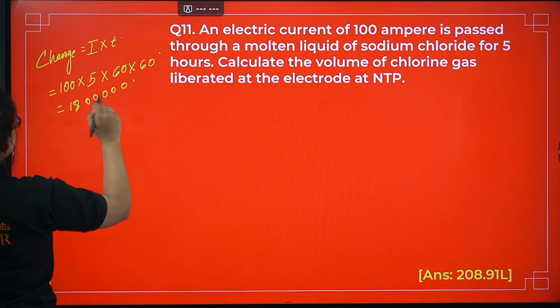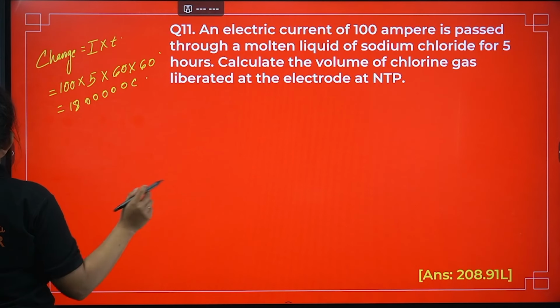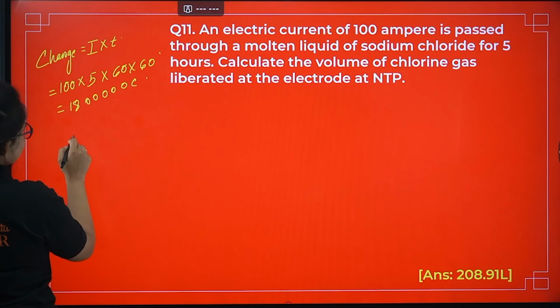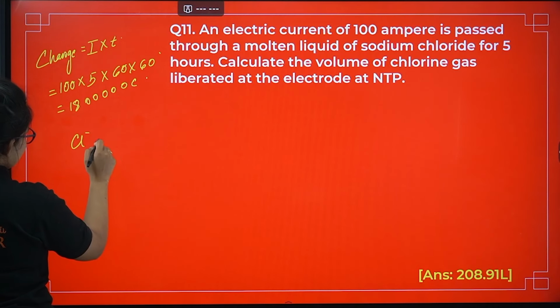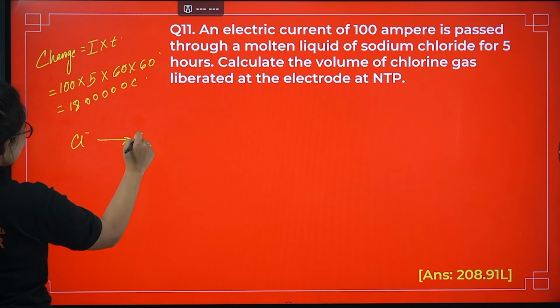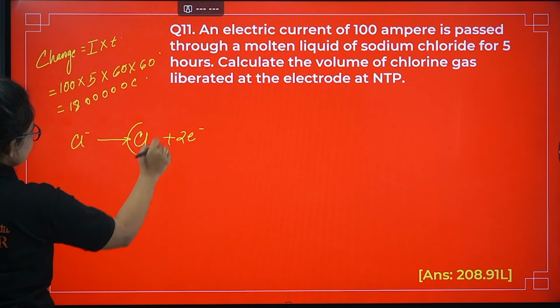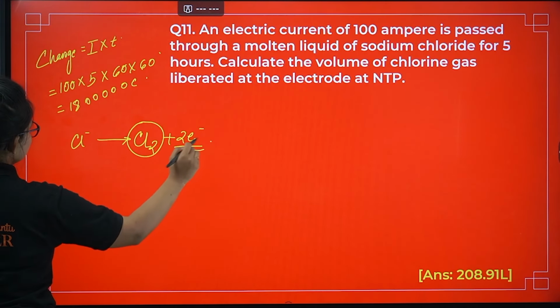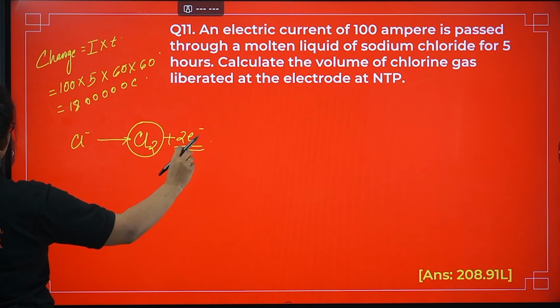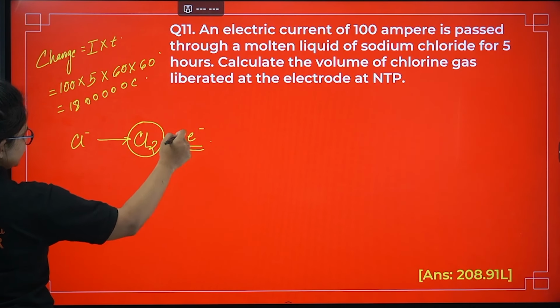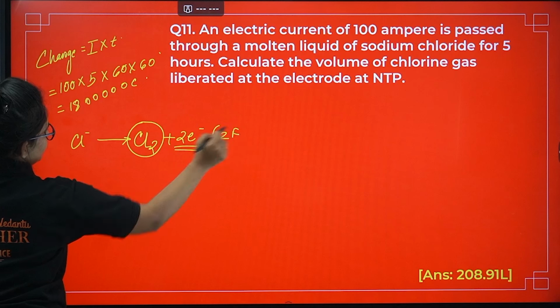180000. Okay, this much coulomb. Now if you just write the equation, sodium chloride, the minus means Cl minus is present, so Cl minus will form Cl2 plus 2 electrons. This is the liberated chlorine, so you can see 2 units of electron. How much charge from the electron? It means 2 Faraday, right?